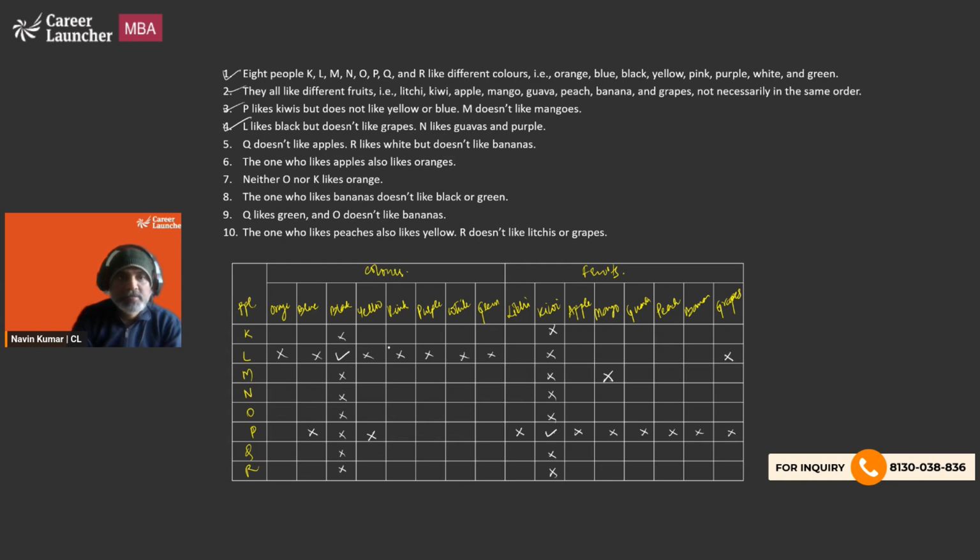N likes guava and purple. So we'll put a purple, and we will strike out everything else. So we have N likes purple. We are done with purple here. We are going to strike out the column of purple. And guava. So N likes guava. So we're going to put a tick here, and we're going to put a cross here.